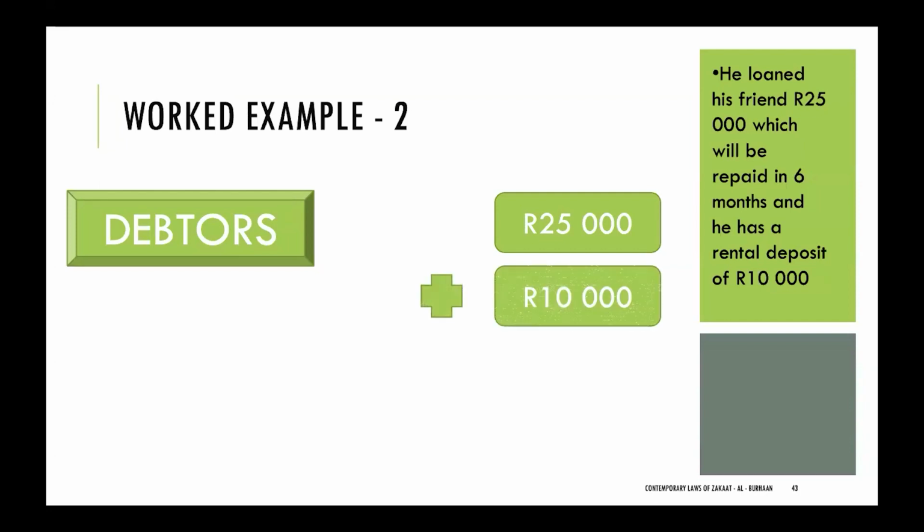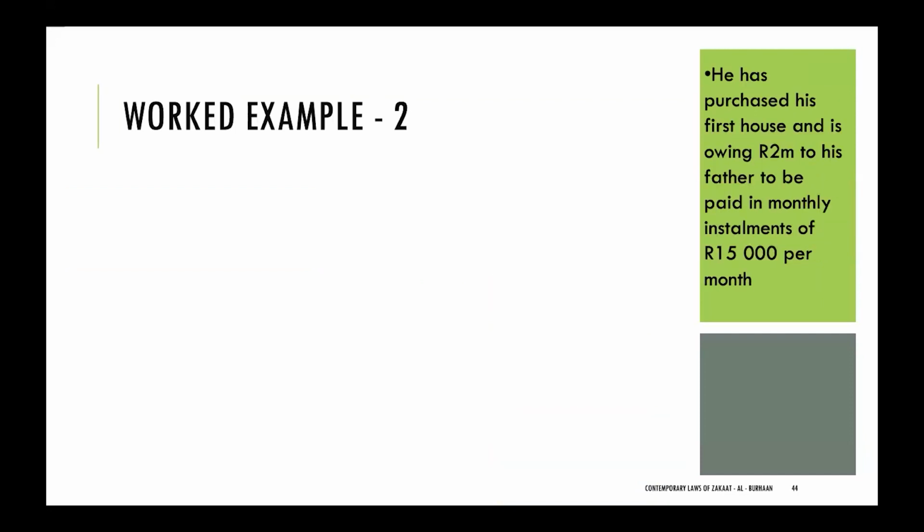And he has this rental deposit, which is in his ownership, and he would need to pay zakat on this on an annual basis. If he has to keep this there for a period of time, he does have the option of only paying out the zakat when he gets the deposit back. However, it's obviously going to be easier and better and more cautious to pay out the zakat amount on an annual basis. So all of this is zakatable. His total debtors is 35,000 rands.